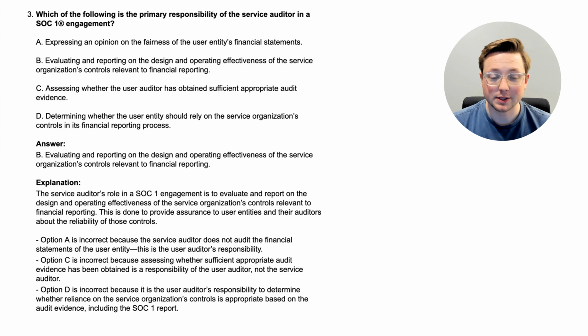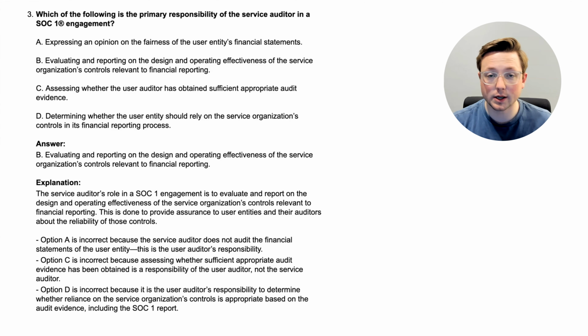Okay, here we are. The answer is B, evaluating and reporting on the design and operating effectiveness of the service organization's controls relevant to financial reporting. So that's the whole responsibility of the service auditor, but let's talk about the rest of this. The service auditor's role in a SOC 1 engagement is to evaluate and report on the design and operating effectiveness of the service organization's controls relevant to financial reporting. This is done to provide assurance to user entities and their auditors about the reliability of those controls.